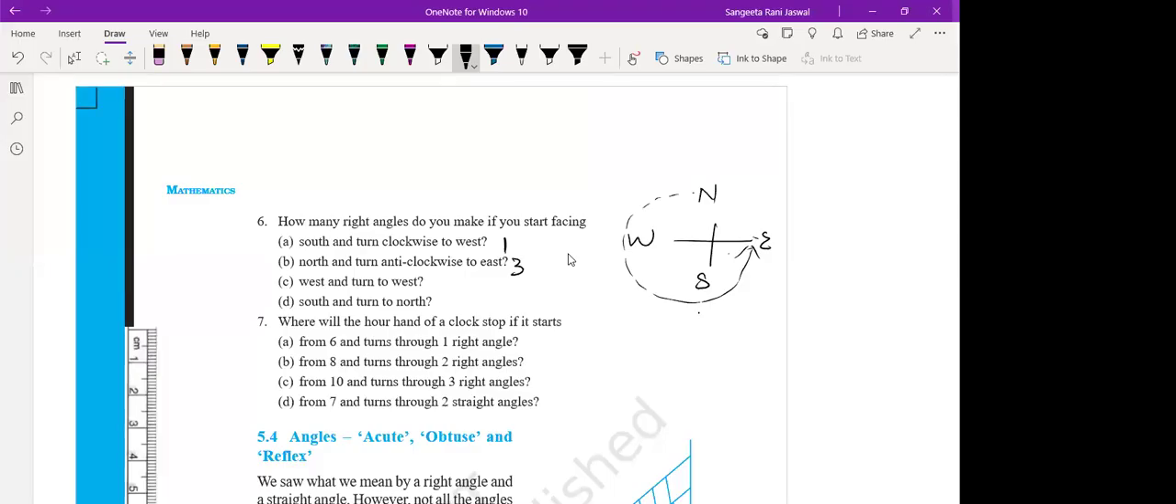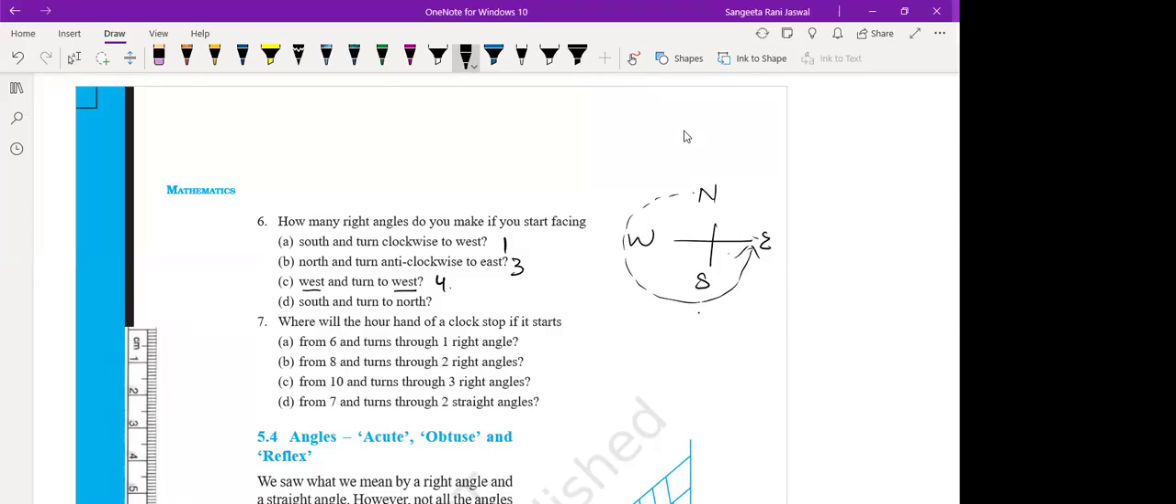West and turn to west. So how many right angles? You come back to the same position. This is one complete revolution, so 4 right angles.